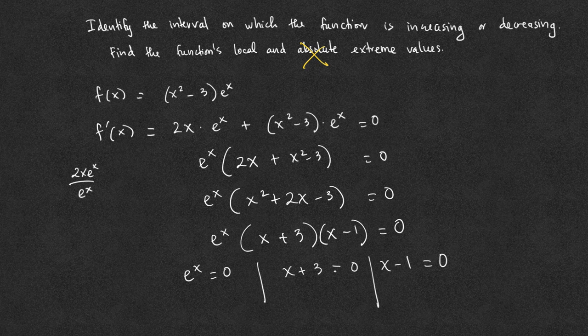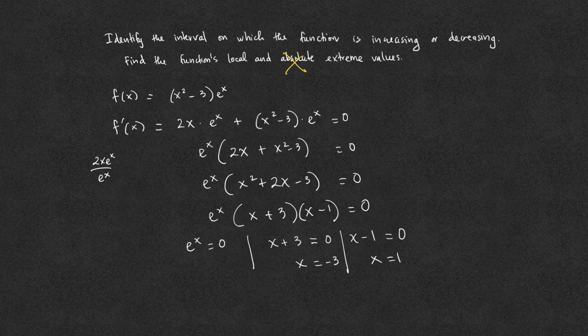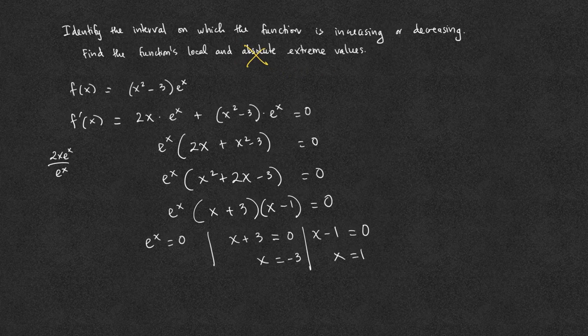e to the x is an exponential function, so it will never be 0. There is no solution for the first equation, e to the x equals 0. For the second equation, x plus 3 equals 0, so x equals negative 3. And for the third equation, x equals 1. And so we found 2 zeros for the first derivative. These 2 values are called the critical points. They are also used as cut points.